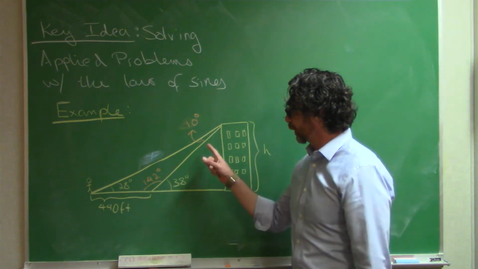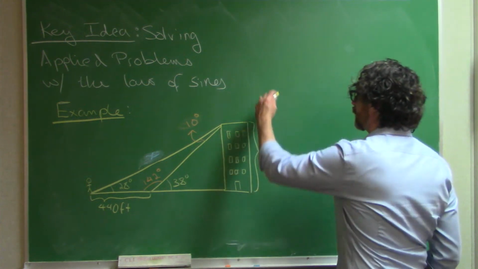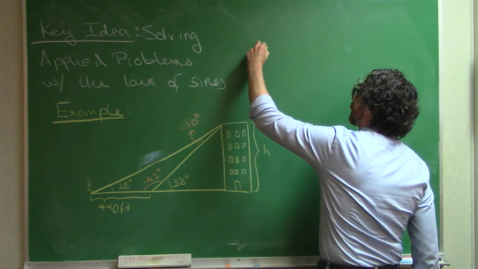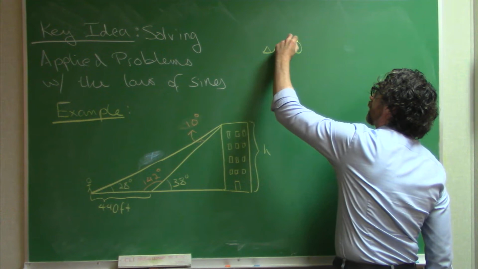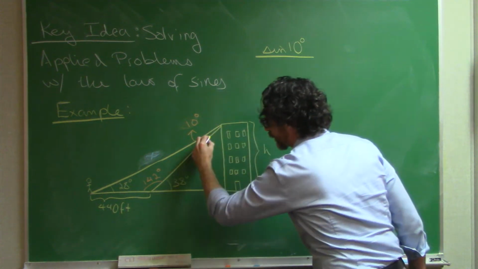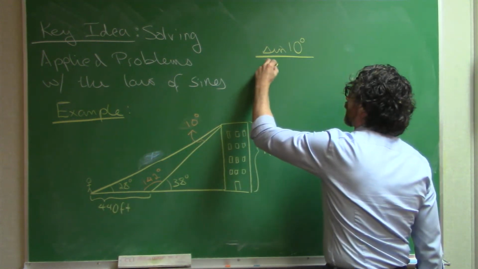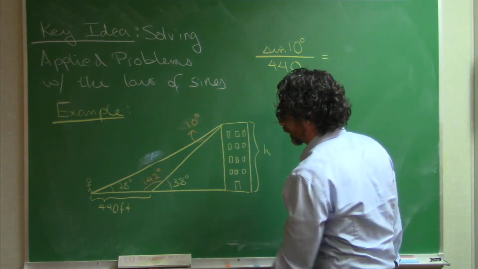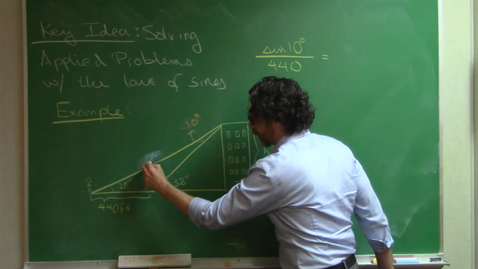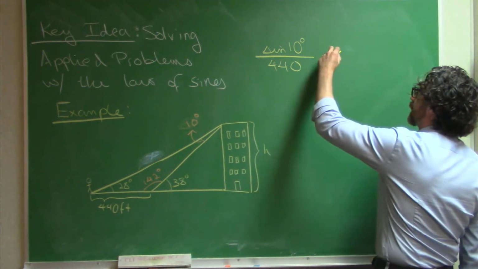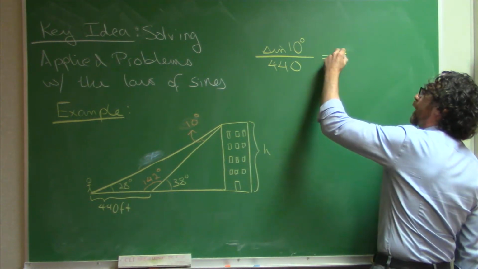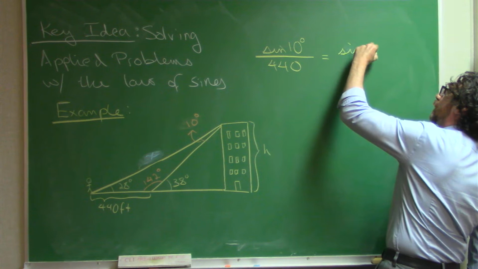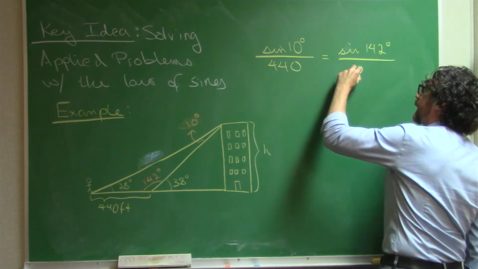Okay, so we're going to use the law of sines. And the law of sines says that the sine of my 10-degree angle over the length that it opens up onto, over 440, that should be equal to the sine of this angle over the length that it opens up onto. So sine 142 over x.